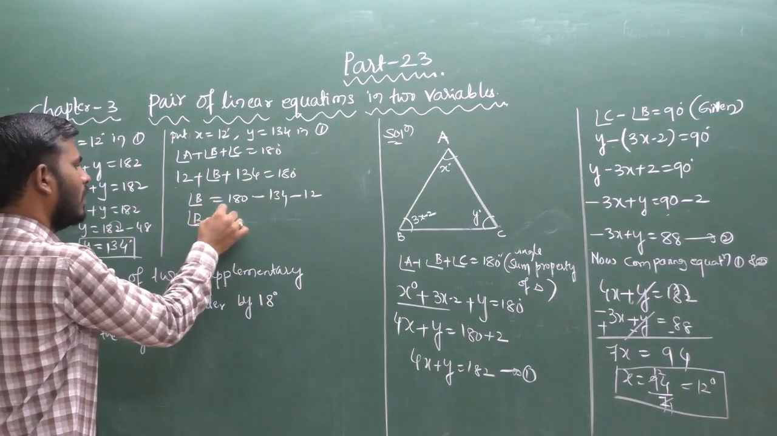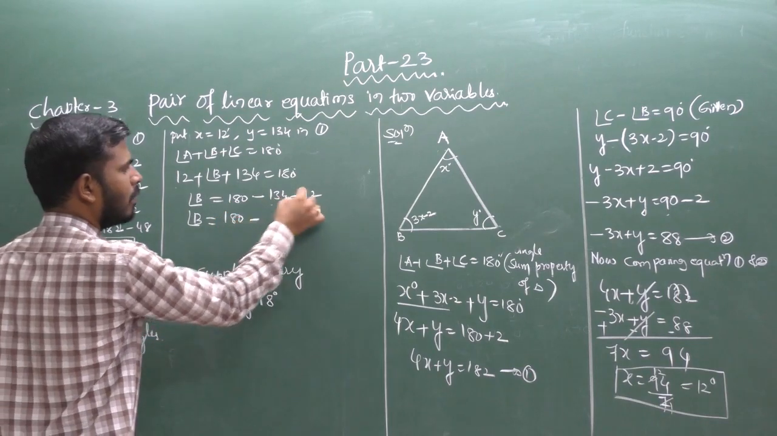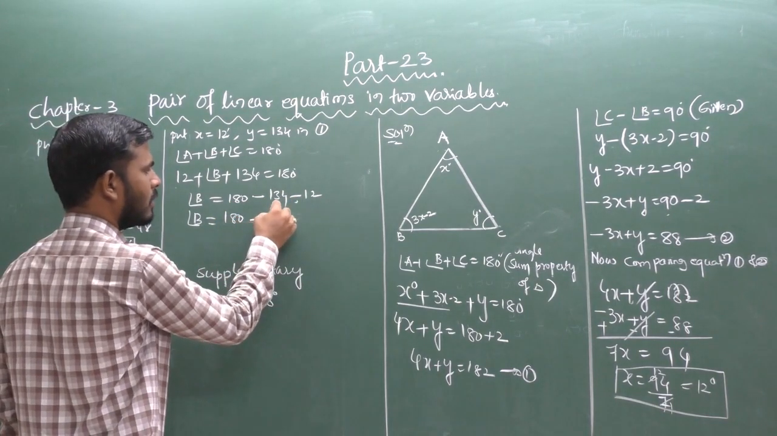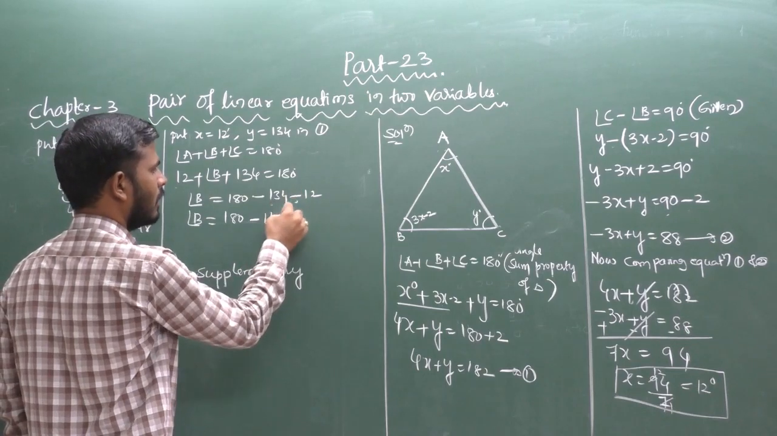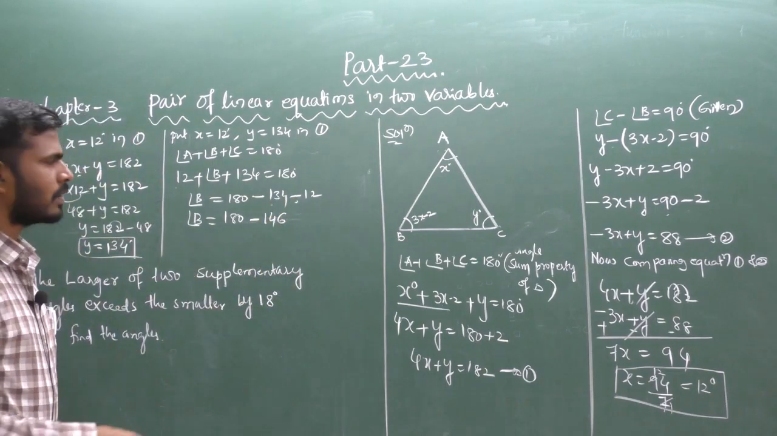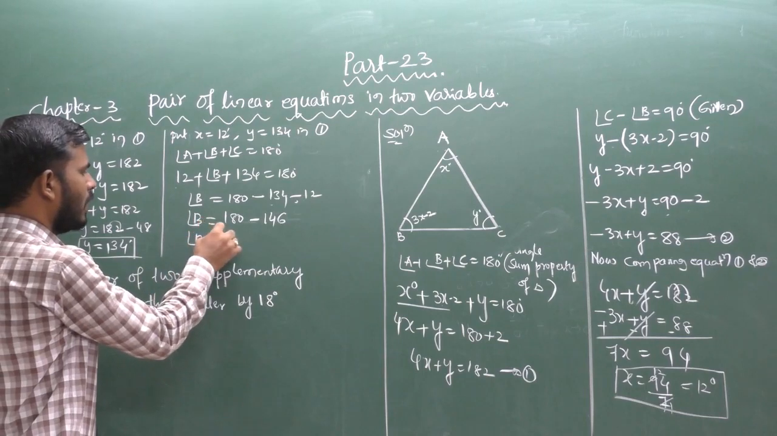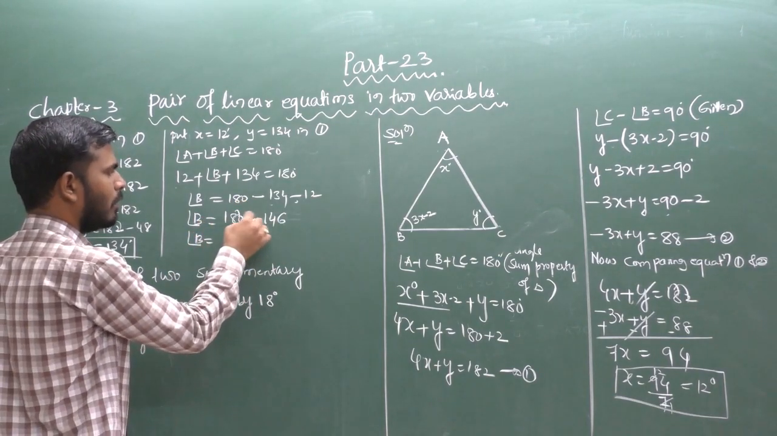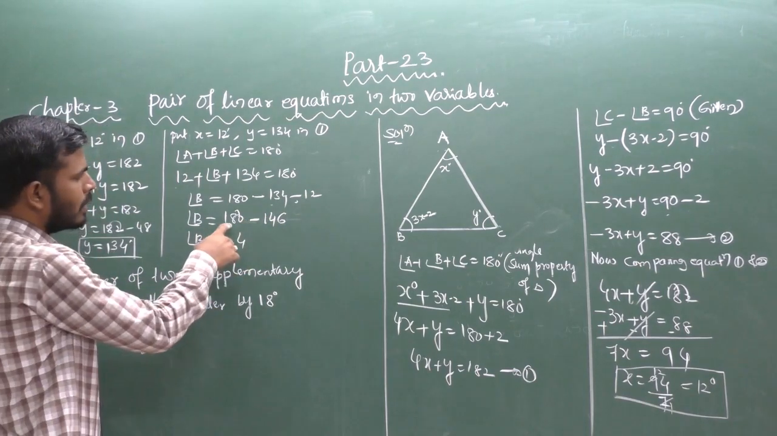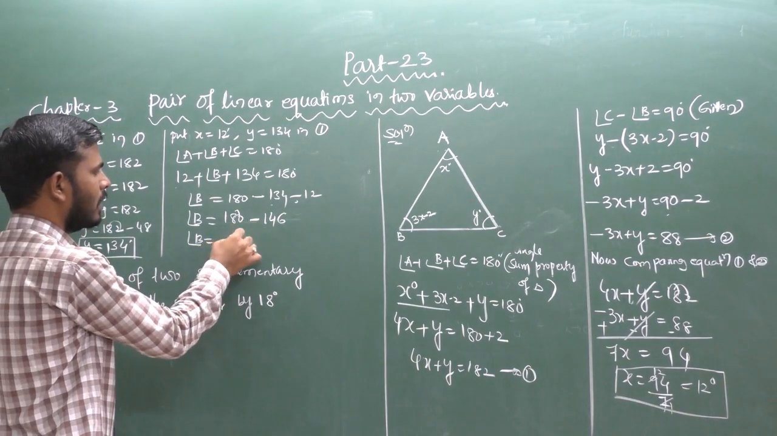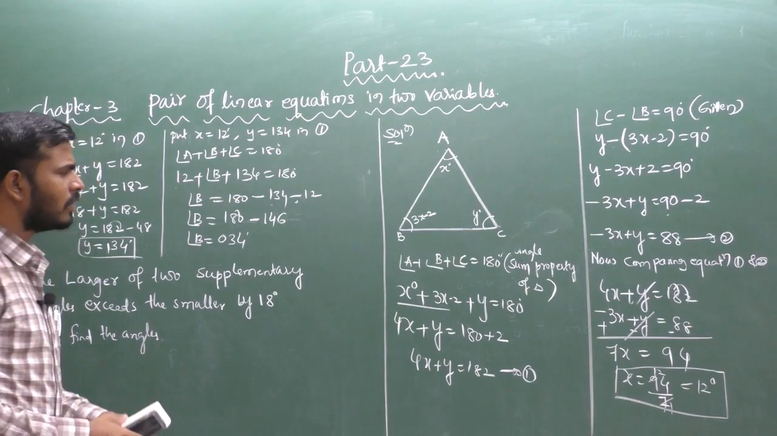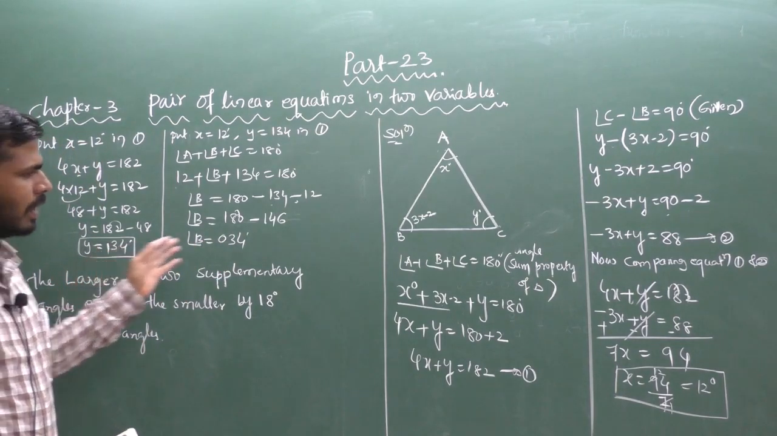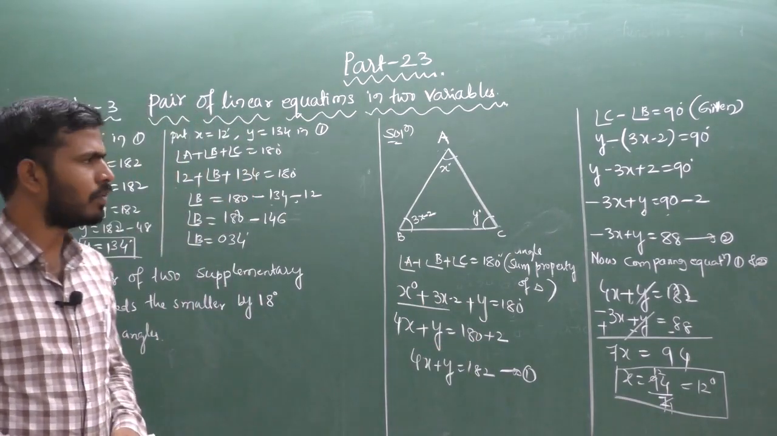So angle B equals 180 minus 134 minus 12. That becomes minus 146. So angle B equals, taking carry, 10 minus 6 is 4. Next, 7 minus 4 is 3, and this is 0. So B is 34, C is 134, and x is 12 degrees.